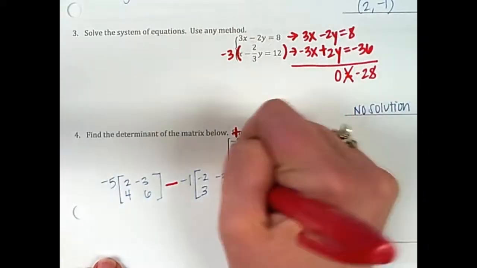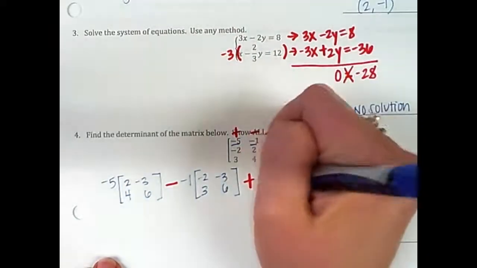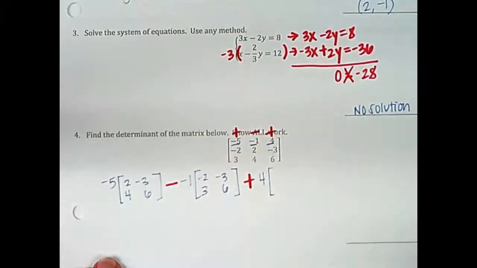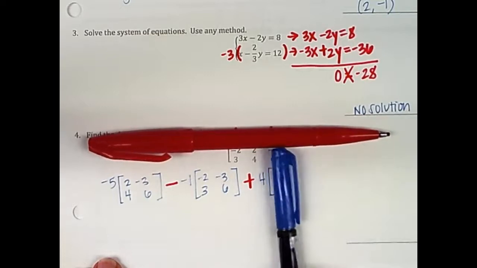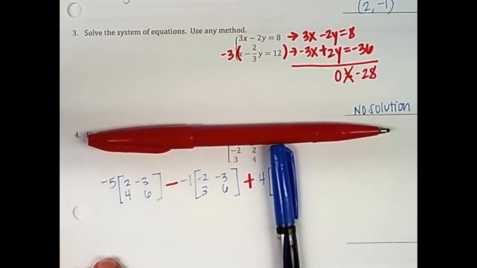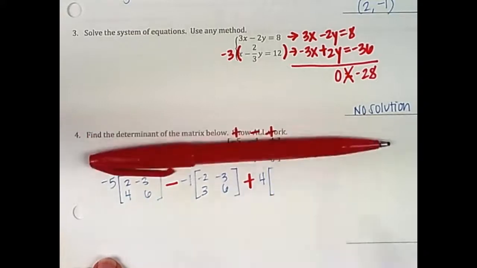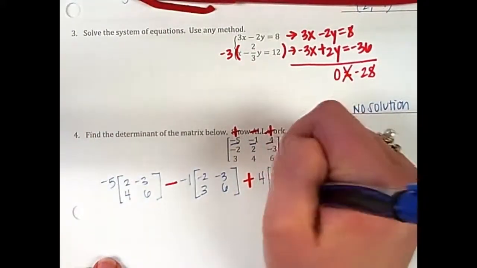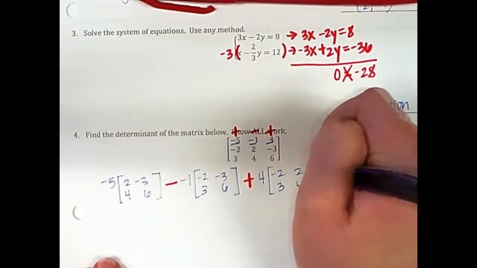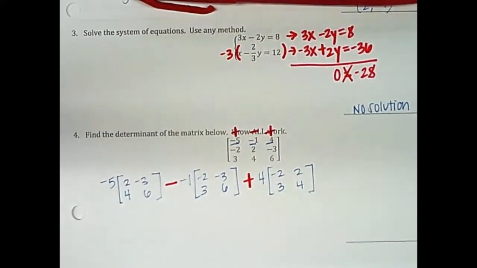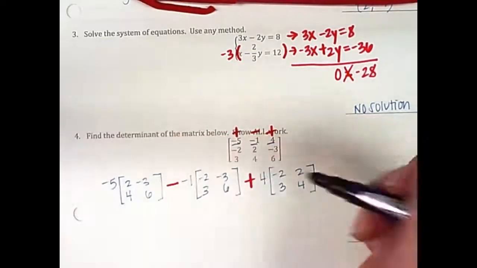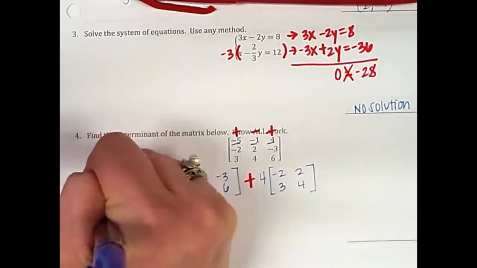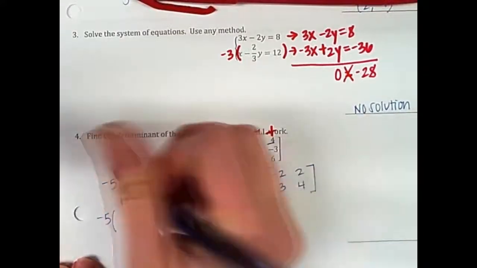And then we're going to add 4. To get that 2 by 2, we cover up the row it's in and cover up the column it's in. And we get negative 2, 3, 2, and 4. So then from this point, we take the determinant of each 2 by 2 and multiply it by the negative 5, the negative 1, and the 4. So the negative 5 right now just stays there. We first need to find the determinant.